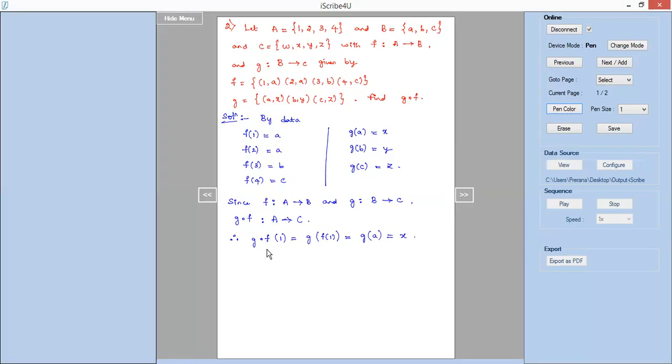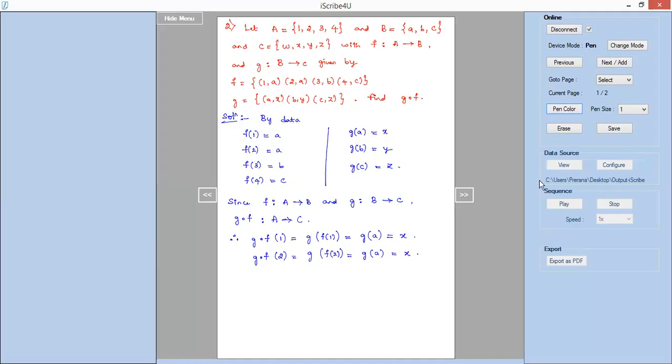Similarly, we do it for g composition f on the second element of the set A. g composition f is from A to C, so for all the elements of the set A, we have to do the composition. So we are taking one by one. Now we will take g composition f of 2. This can be written as g of f of 2 from the definition of composition of functions. f of 2 value is a. So this is again g of a, which is x. f of 2 value by data is a, so that is the reason we write down a here. And we have g of a. g of a is nothing but x.